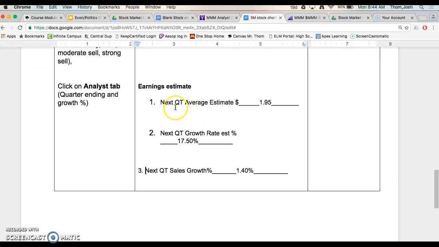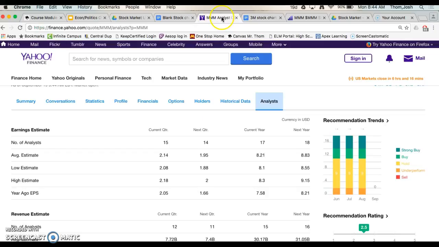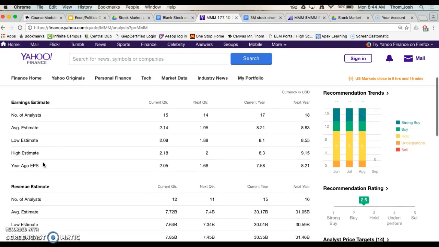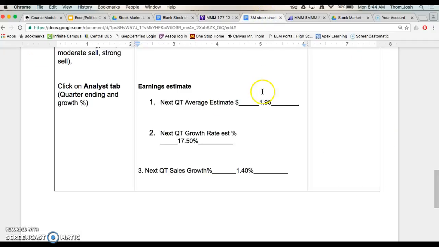The first thing they ask for is the next quarter average estimate. And in order to find that, you might have to scroll down a little bit. Nope, it's right up here at the top. So here's the average estimate. And for the next quarter, if you look under that column, it says 1.95. Go back to your chart, fill that in.